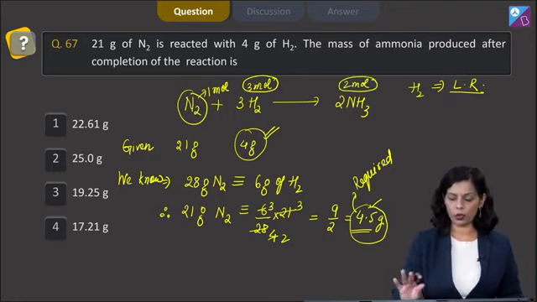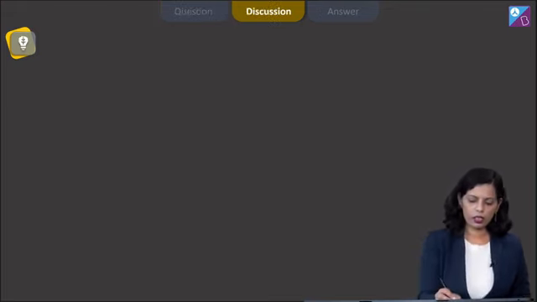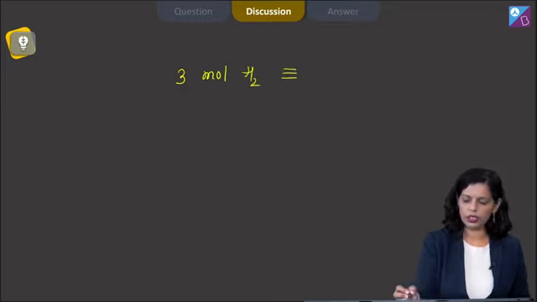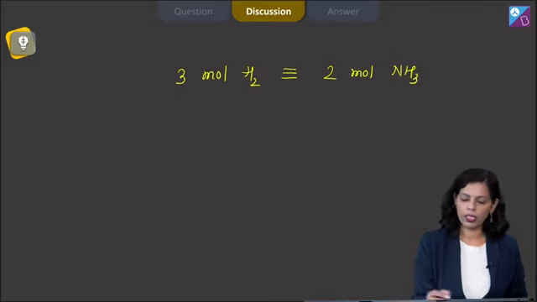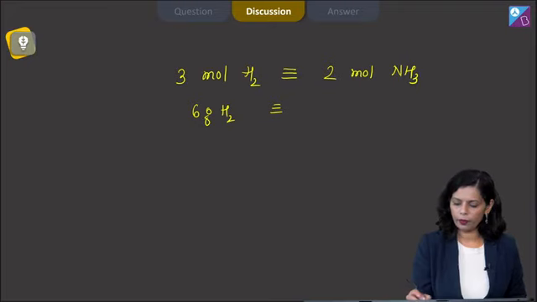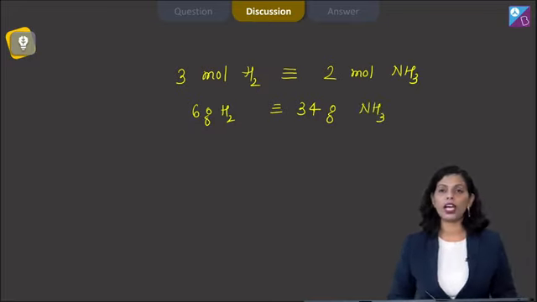Getting it? As per the question I am proceeding, right? So I am taking the next page. 3 mole of hydrogen produces 2 mole of ammonia. It means 6 gram of hydrogen is forming 17 into 2, 34. Can I write directly 34 gram of ammonia? So how much amount of hydrogen we have in the question?